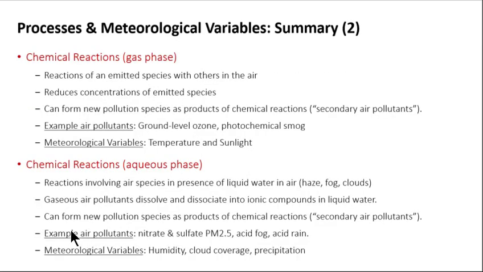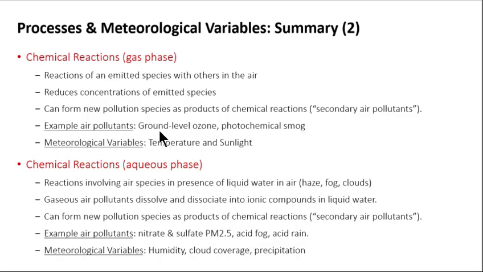The next two processes are those involving chemical reactions. We split this into chemical reactions that occur in the gas phase and those that occur in the aqueous phase in liquid water. For gas phase chemical reactions, these are reactions of emitted species with others in the air in the gaseous phase. They reduce the concentration of the emitted species. However, new pollutant species can form as products of these chemical reactions. These are called secondary air pollutants. Ground level ozone is an example of a secondary air pollutant, which we will cover in the next lecture.